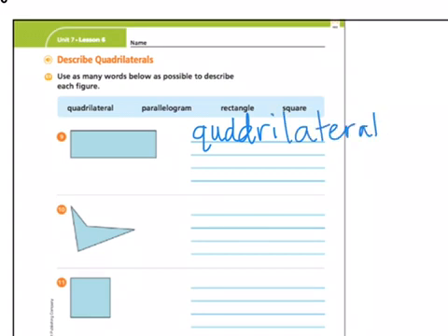Let's look at this shape again. My next question is, we want to know if it's a parallelogram. Well, a parallelogram has 2 sets of parallel lines, and if we look at this shape, you can see this is parallel to this, and this right side is parallel to the left side. So this shape is also a parallelogram.